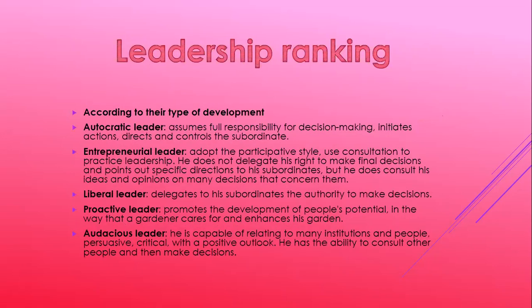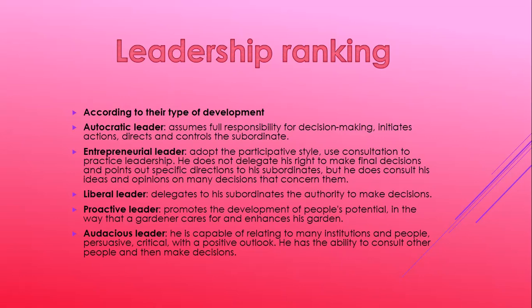Leader ranking, according to the type of leadership. Autocratic leader assumes full responsibility for decision making, initiated action, direction, and control of the subordinates. Entrepreneurial leader adopts a participative style and uses conciliation to practice leadership. He does not delegate his rank to make final decisions and points out specific direction to his subordinates, but he does consult his subordinates for ideas and opinions on many decisions that concern them.